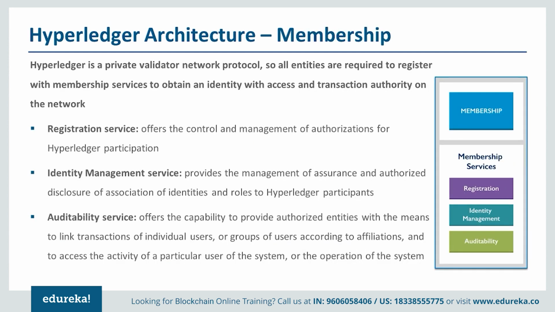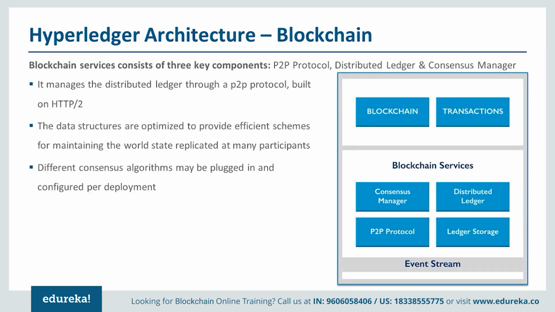So membership service provides you registration. It provides you identity management, where you can see the assurance and authorized disclosure of association of identities. So if I am authorized to do a particular role in the network, then somebody else will not be able to do it on my behalf because only I can do it. And then there is auditability because you have the complete trail of information, so you can always find the information.